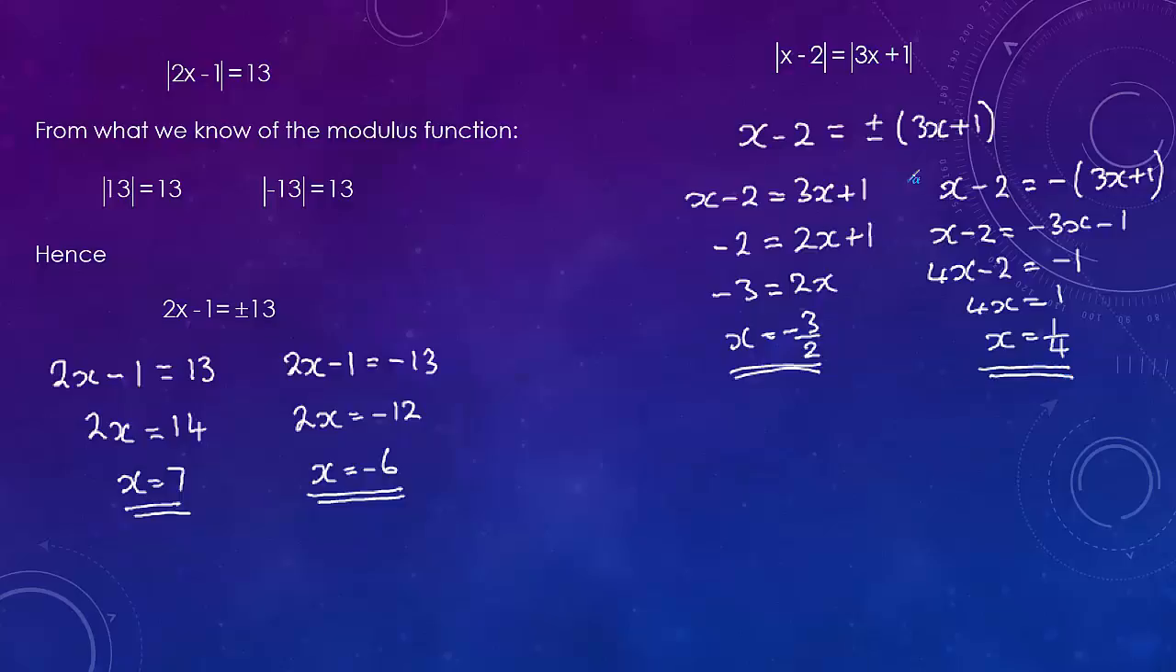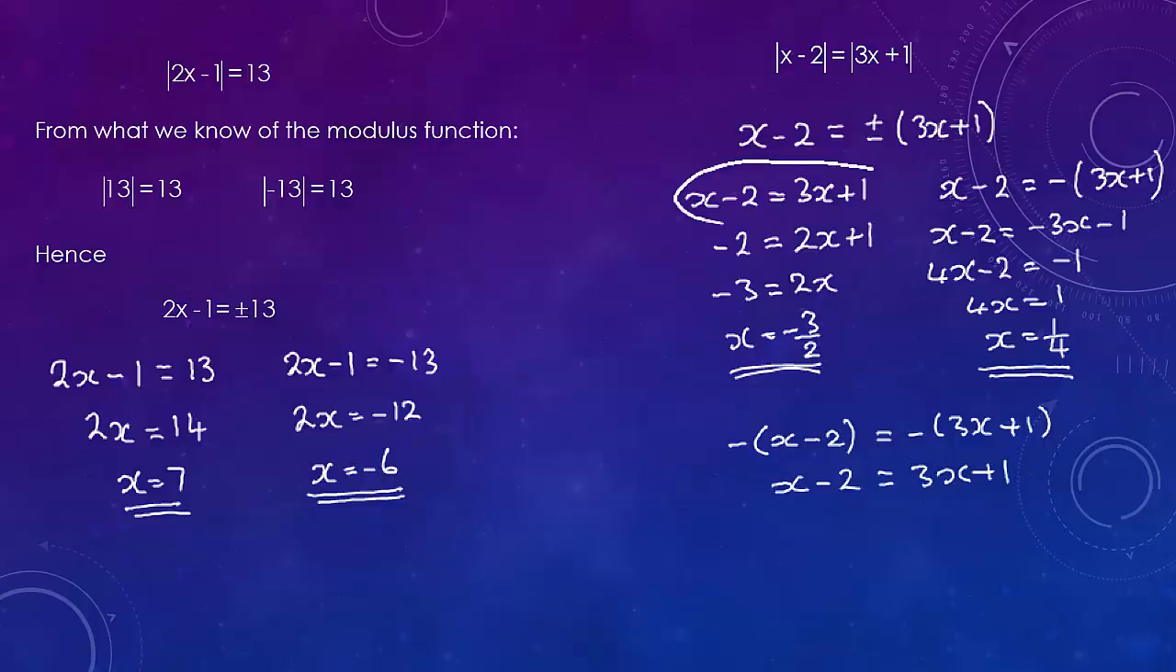Now we only have to have the plus or minus on one side, because just consider that I'd had plus or minus 2 as well. Then for example we'd need to solve -(x - 2) = -(3x + 1). Well, we can multiply both sides by negative 1 and have x - 2 = 3x + 1. And of course, solve that up here.